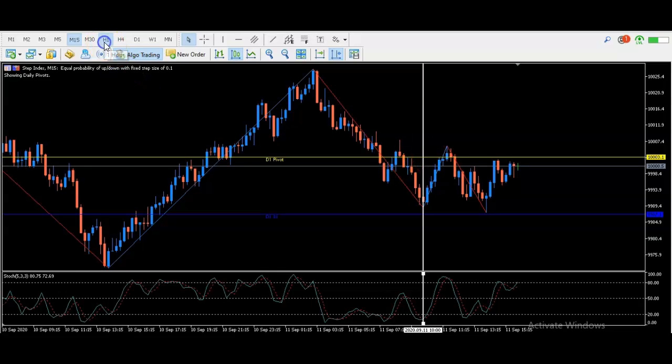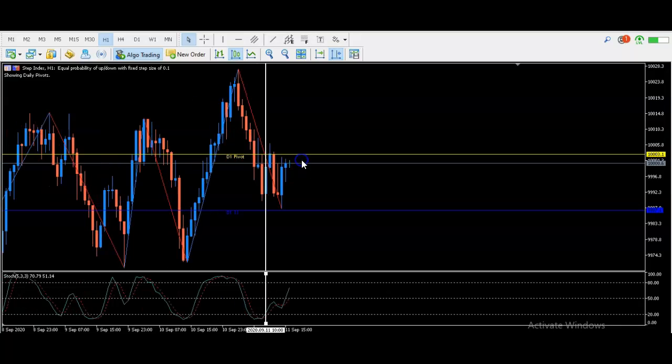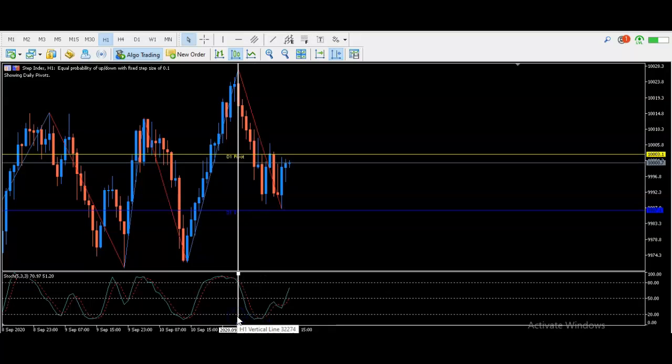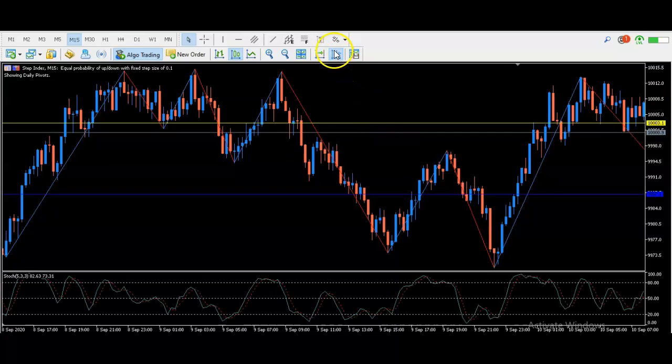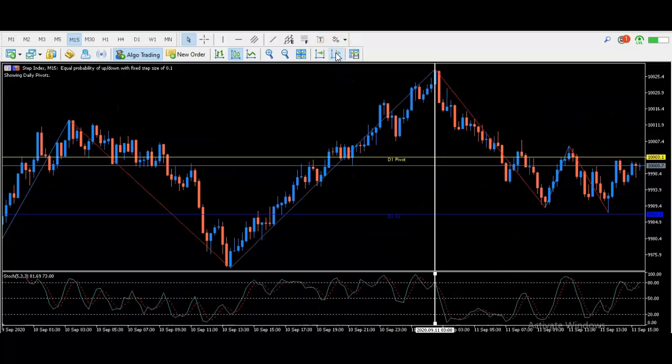Okay, so let's go back to H1. Remember, the first thing you want to look out for is we're trying to spot oversold and overbought regions. That's key. So here is an overbought region, right? So what do we want to do next? You want to drop to your 15 minutes and then look for a sell entry. How do you get the sell entry? Right here. Remember I said to find the sell entry, you want to look for a candlestick pattern that confirms the sell bias.